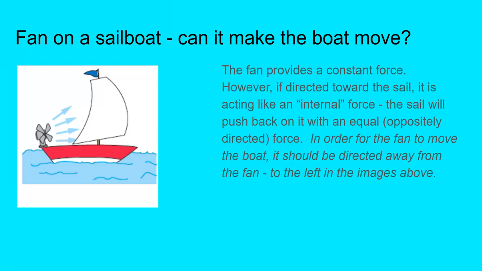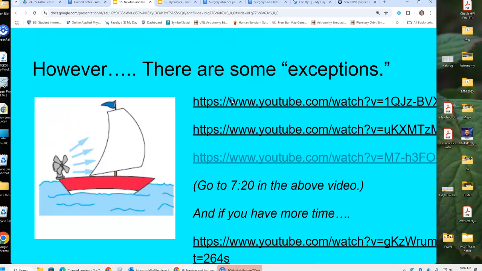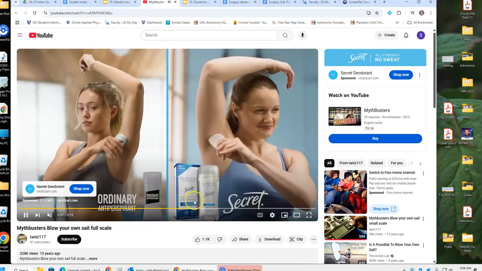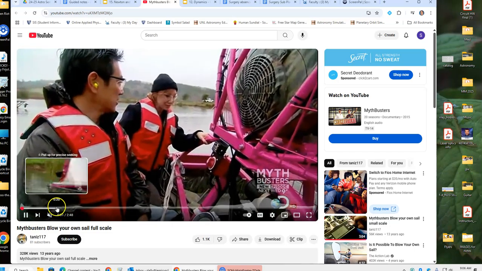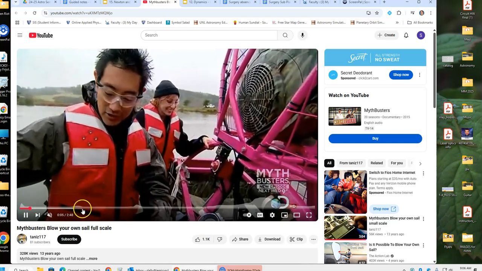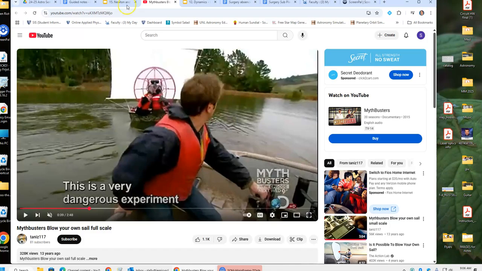If you bring a fan with you on a sailboat, it isn't going to do anything unless you turn it around. You've probably seen swamp boats before that have big fans on one side of them. Looking through my notes, I have several examples here that are really worth taking a look at, but my favorite is the one done by the Mythbusters people. You really want to take a full look at this video because they use a full size swamp boat fan and then aim it at a sail. So that's really worth taking a look at.